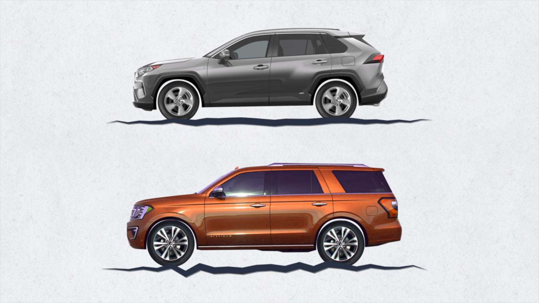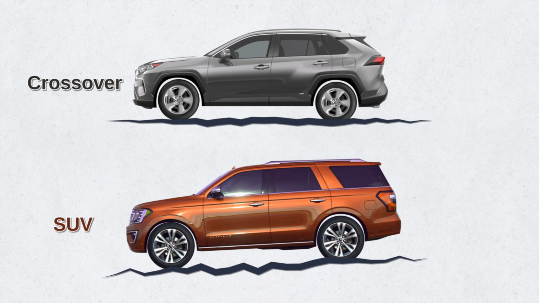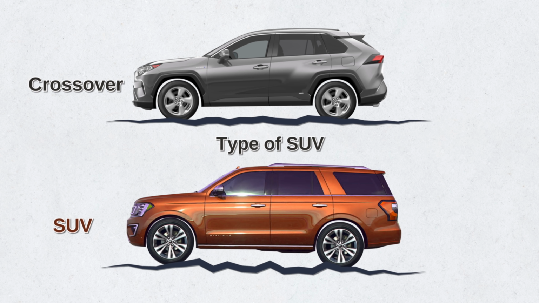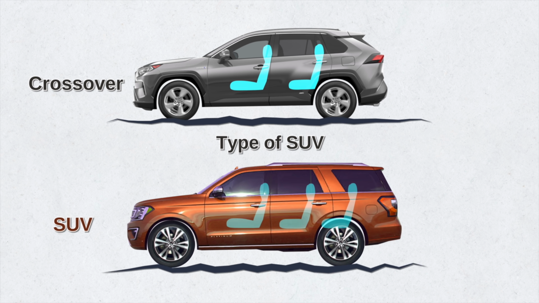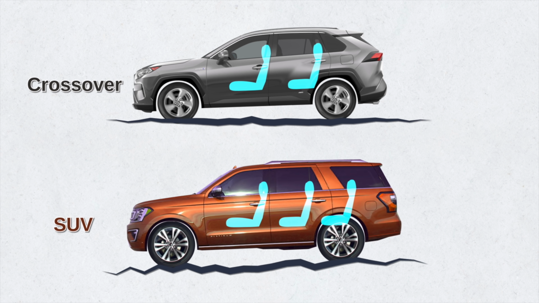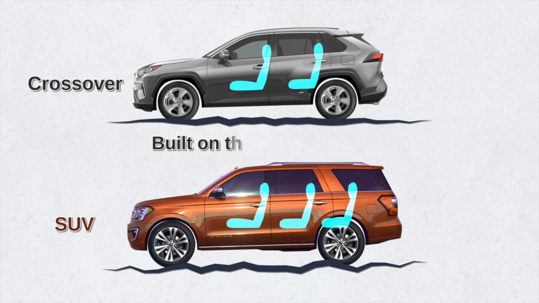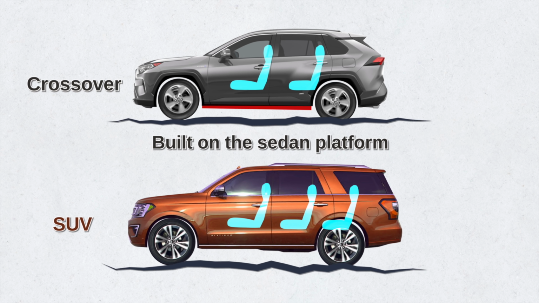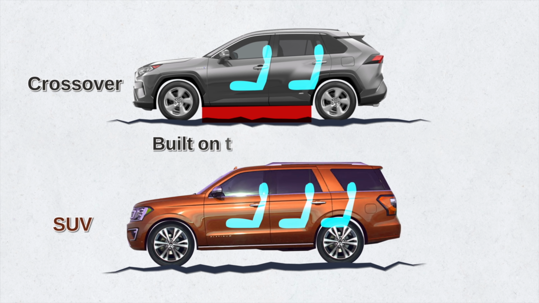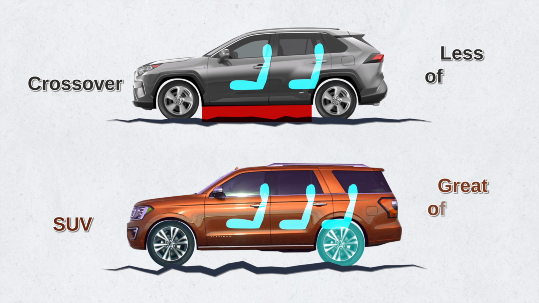So what's the difference between a crossover and an SUV? A crossover is a type of SUV. Crossovers have 2 rows of seats, where a full-sized SUV, for example, has 3 rows. So the crossover is shorter and smaller. Crossovers are built on the sedan platform, but borrow some features of the SUV, such as higher ground clearance and seating. But unlike SUVs, crossovers have less off-road capability.